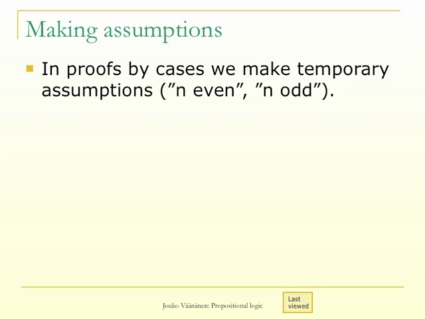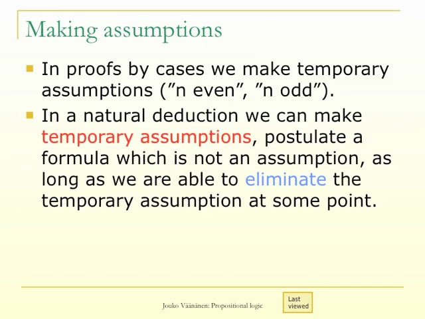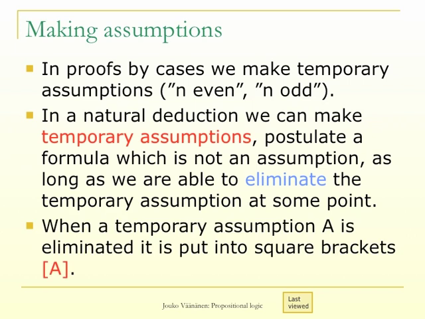In a natural deduction, we can make temporary assumptions, postulate a formula which is not an assumption, as long as we are able to eliminate the assumption at some point. When a temporary assumption A is eliminated, it is put into square brackets. Eliminating a temporary assumption is not always necessary. It is a right, not a duty. However, a temporary assumption which is not eliminated remains an assumption of the deduction and usually ruins the goal of the deduction.